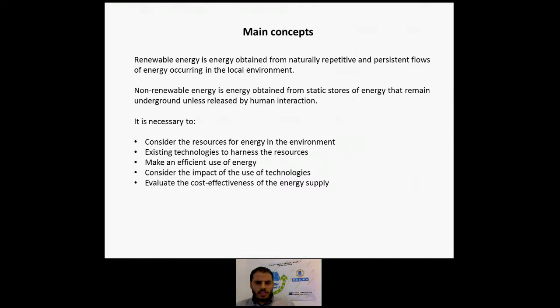The natural energy flows that are commonly harnessed for energy purposes are more or less indicated here in this presentation. Such energy may also be referred to as green energy or sustainable energy. In contrast, we should say that non-renewable energy is energy obtained from static stores of energy that remain underground unless released by human interaction. Examples of those are nuclear fuels and the fossil fuels of coal, oil, and natural gas.